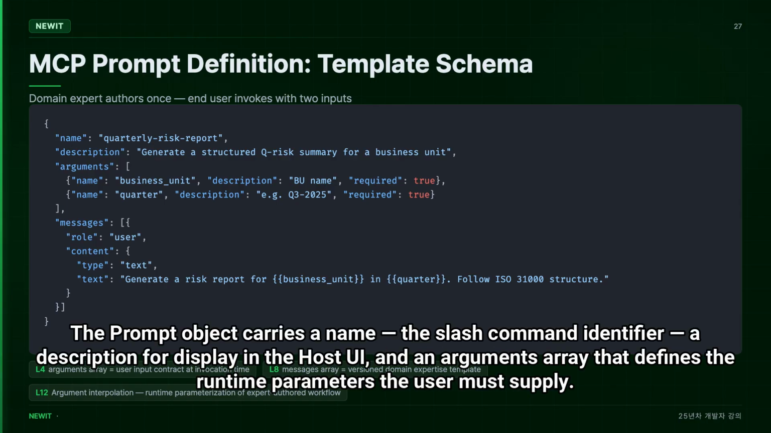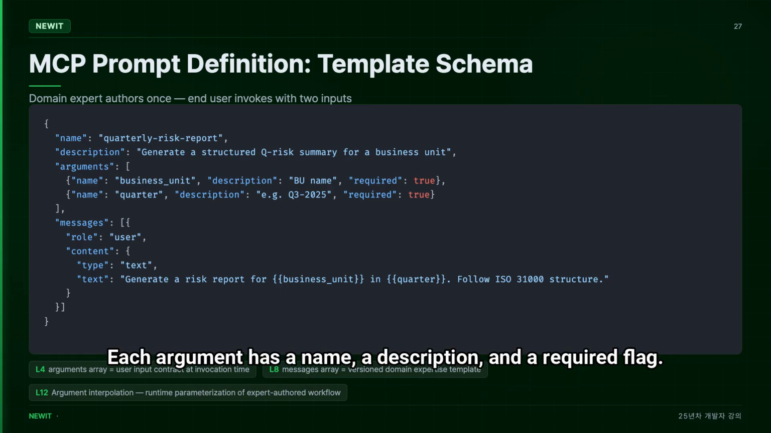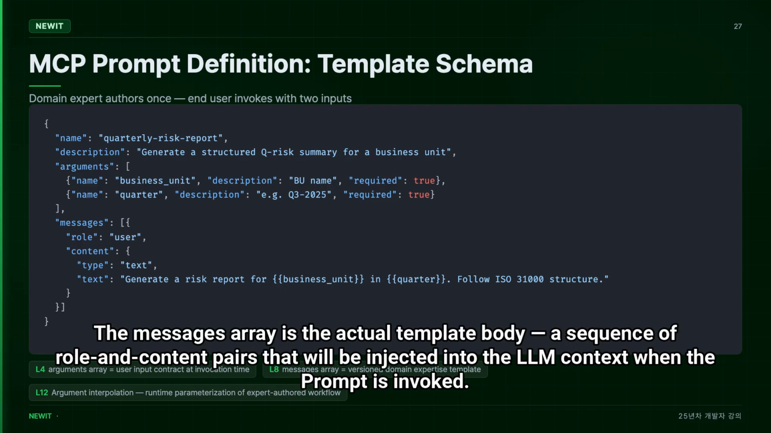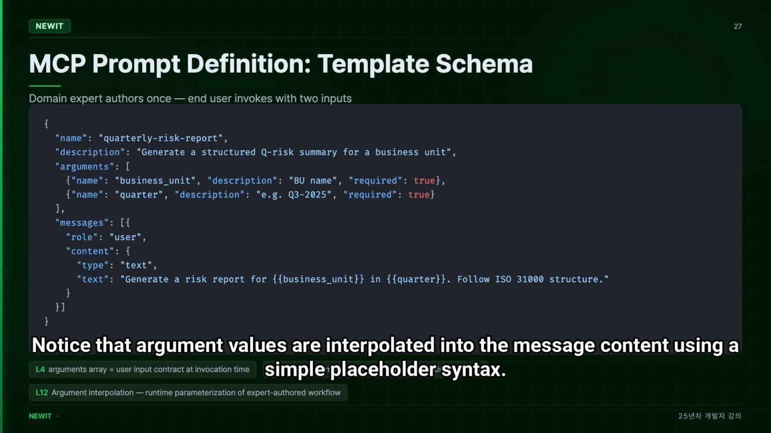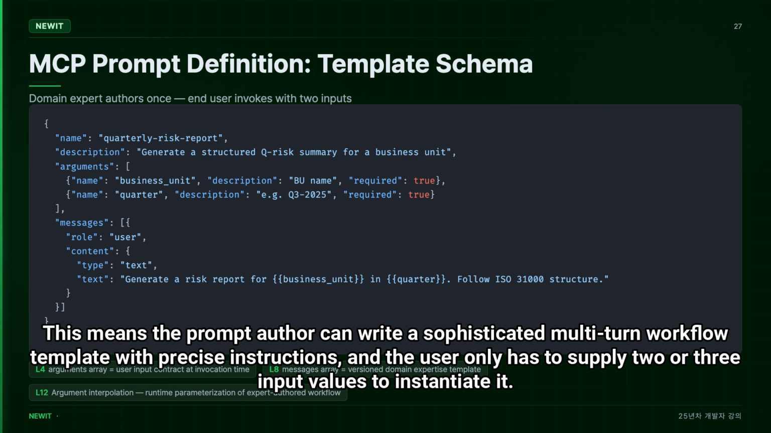The prompt object carries a name, the /command identifier, a description for display in the host UI, and an arguments array that defines the runtime parameters the user must supply. Each argument has a name, a description, and a required flag. The messages array is the actual template body, a sequence of role and content pairs that will be injected into the LLM context when the prompt is invoked. Notice that argument values are interpolated into the message content using a simple placeholder syntax. This means the prompt author can write a sophisticated multi-turn workflow template with precise instructions, and the user only has to supply 2 or 3 input values to instantiate it.